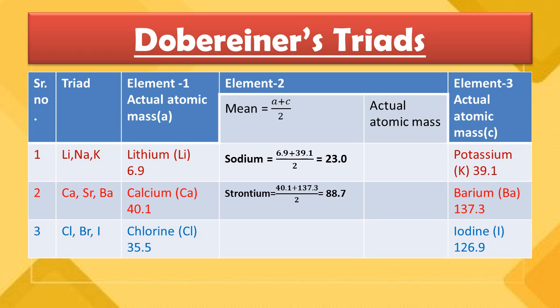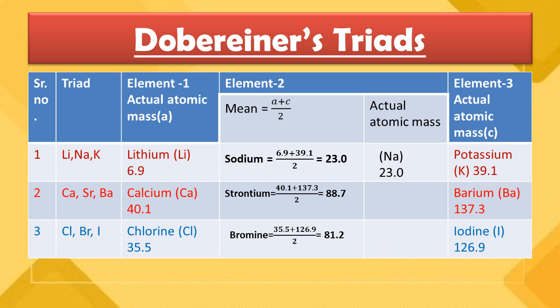In the second example, calcium, strontium and barium, the atomic mass of strontium will be equal to the mean of the other 2 elements, calcium plus barium. Calcium's atomic mass is 40.1 plus barium's atomic mass 137.3, divided by 2. So we get the answer as 88.7. In the third triad, chlorine, bromine, iodine, the atomic mass of bromine will be equal to the mean of the atomic masses of chlorine and iodine. So we get the answer as 81.2.